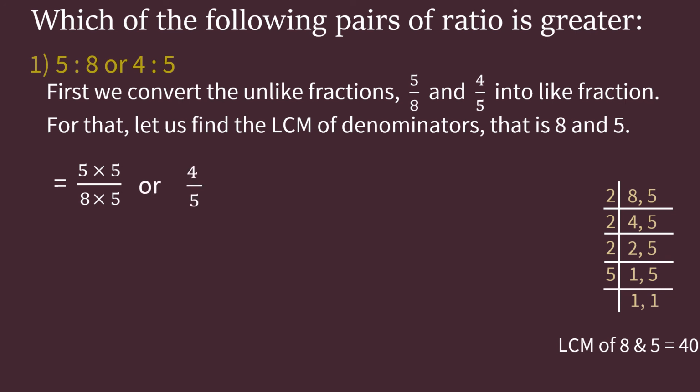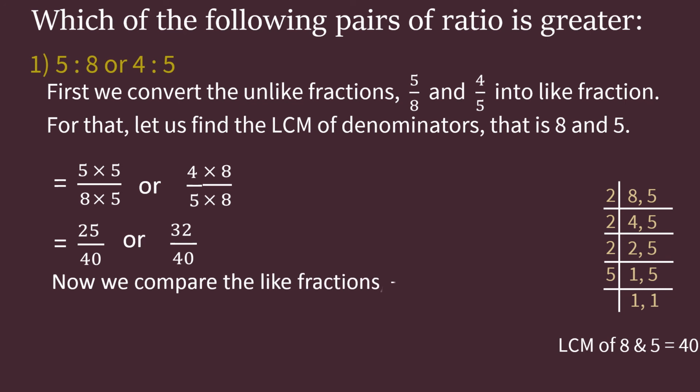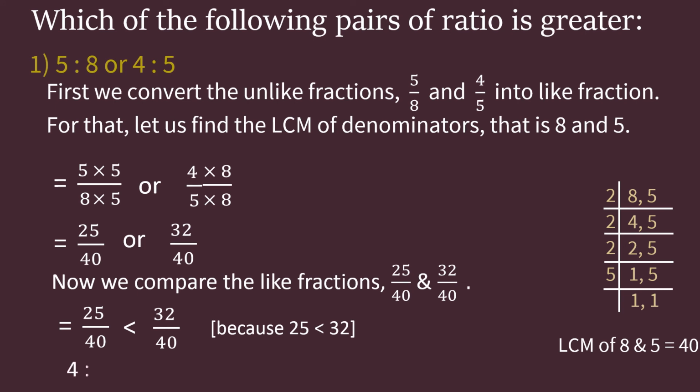Again, now tell me, in 4 upon 5, which digit will you multiply to get 40 in the denominator? Yes, the answer is 8, because 5 8s are 40. So multiply numerator and denominator by the same number 8. Now do the multiplication. We get 25 upon 40 and 32 upon 40. Now we compare the like fractions, 25 upon 40 and 32 upon 40. So we can say that 25 upon 40 is less than 32 upon 40, because 25 is less than 32. So 4:5 is greater than 5:8.